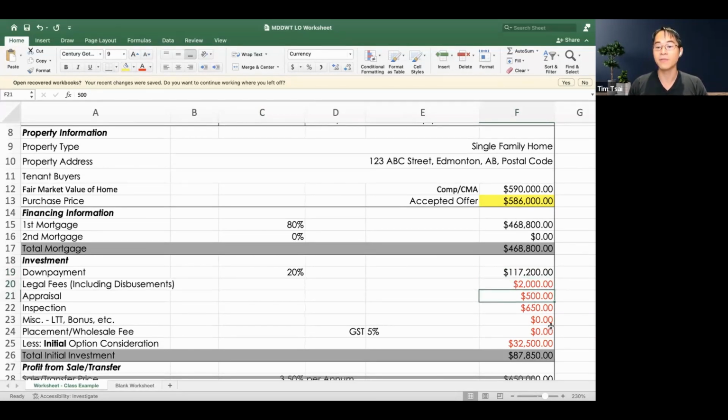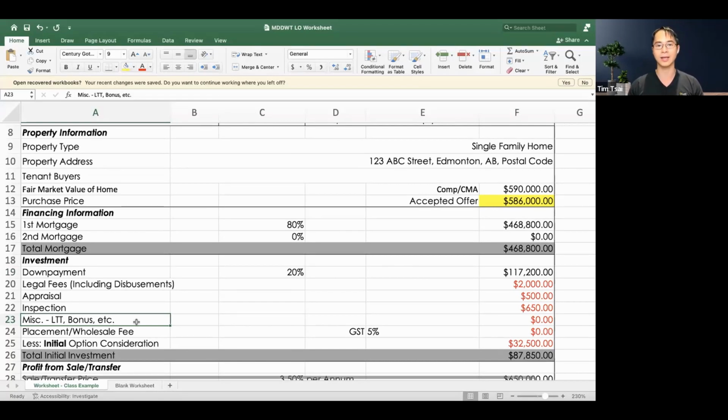And appraisal 500, inspection scale of this property likely $650 these days. And if you notice, there are two extra lines here that we put in. The first one is miscellaneous. So that could be where you would put in land transfer tax.